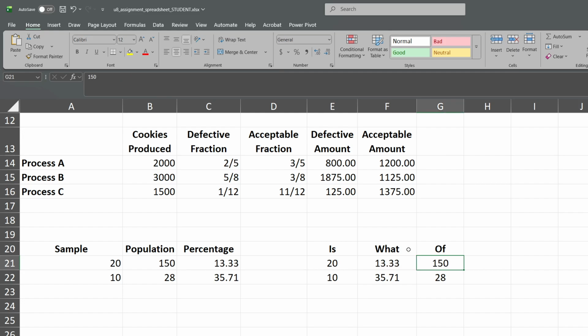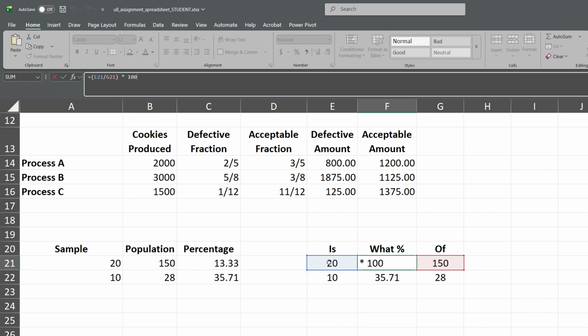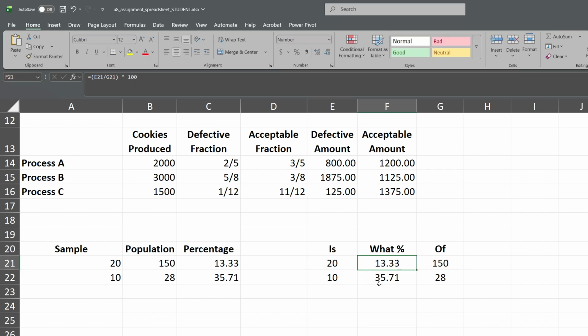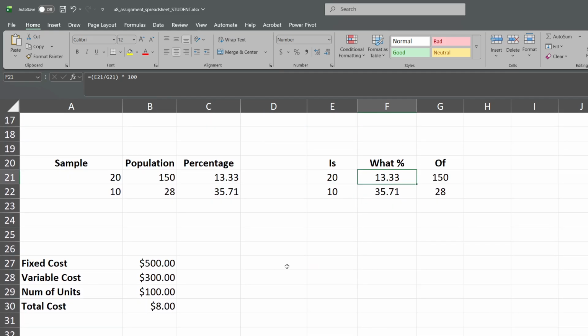So in here I could just add a little "what percentage," right? This is what we don't know. The way we solve that, again, is E21 divided by G21 times 100, so the smaller number divided by the larger number. Because I arranged it this way, the smaller number is still here, the larger number is still here, and that's how we get what's in the middle. We did the same thing here, same data. It's just arranged differently. All right, let's go on to the next one, the fixed cost.